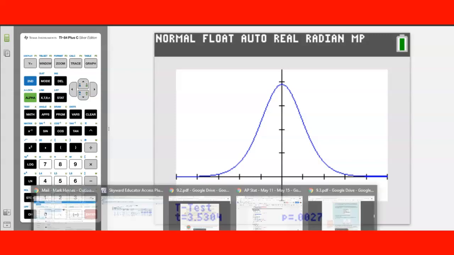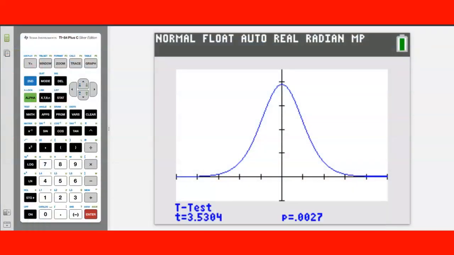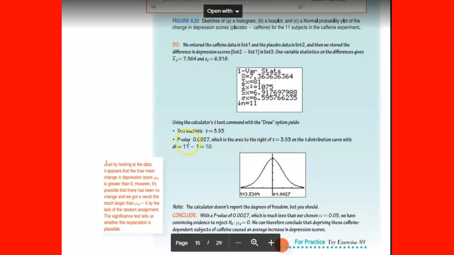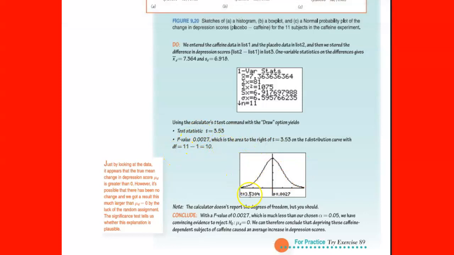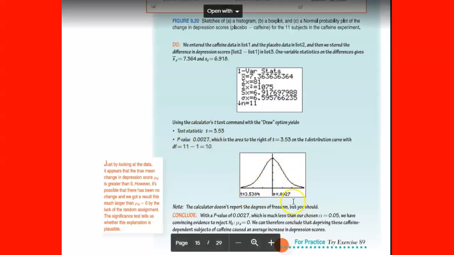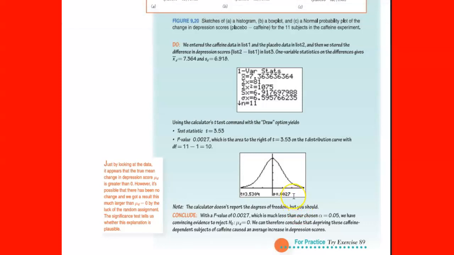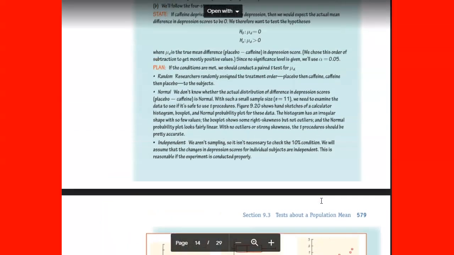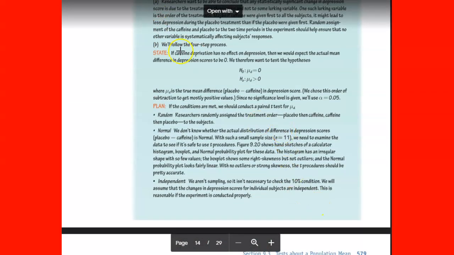Now go back to the example. Darren's picture looks just like ours. The test statistic was 3.5304. The p-value is 0.0027. That's tiny. If the p is low, what do we do? That p-value was low, so I would reject the null hypothesis. I have evidence in support of the alternate. I have evidence that the true mean difference is something bigger than 0.